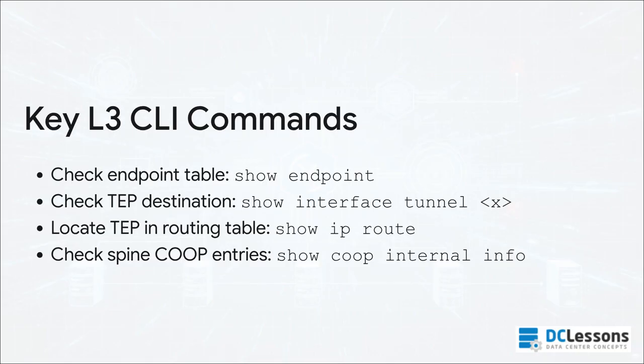We'll use show endpoint to see if the leaf has even learned the IP address. Then we check the tunnel interface to find the destination TEP, the tunnel endpoint, for that remote leaf. From there, we make sure that TEP is actually reachable in the overlay routing table. And finally, we're back to the spine, checking COOP to make sure the IP to location mapping is correct.